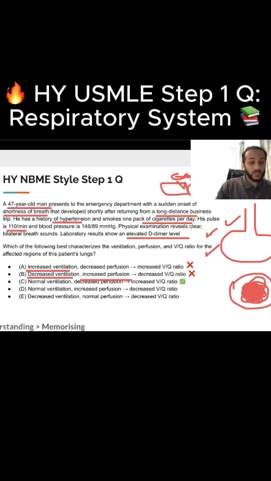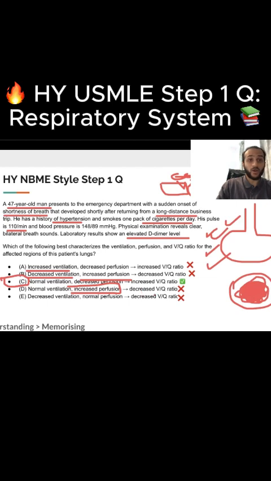Choice number D, normal ventilation. Yes, he's having normal ventilation. Increased perfusion, that's incorrect because as we can see over here, he is having decreased perfusion. So this makes it incorrect. The last option over here, decreased ventilation. No, his ventilation is completely normal. Nothing's happening to his alveolar sac. He's like a normal person. Normal perfusion, that's incorrect because he's having obstruction in his artery. So, guys, overall we can see over here that C is going to be our correct answer.